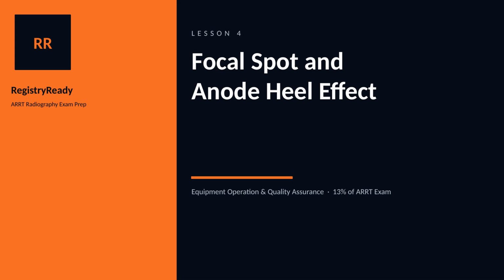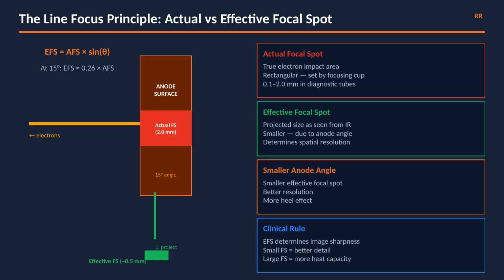11 minutes. On this diagram you can see the geometry that defines the line focus principle. Electrons from the cathode strike the anode surface at an angle, typically 15 degrees in diagnostic tubes. The actual focal spot is the true electron impact area, a rectangle shaped by the focusing cup. The effective focal spot is what the image receptor actually sees when looking up at the anode from below.